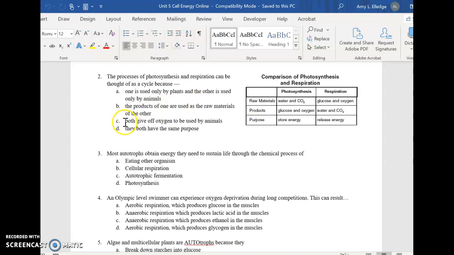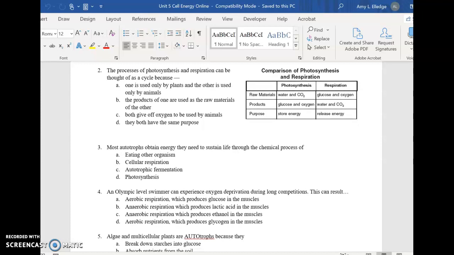C, both give off oxygen. That's obviously not a thing because this one does not give off oxygen. And they both have the same purpose. Well, you can see the purposes are different right here. So these bottom two, you should definitely have been able to rule out right away. That's kind of how SOL questions work.